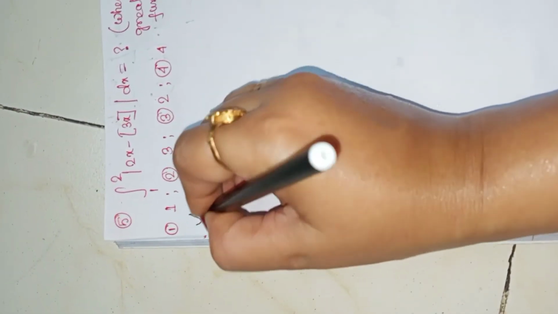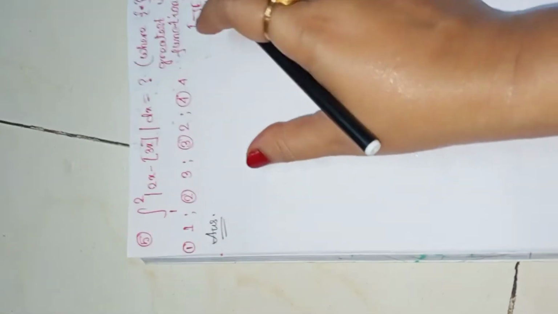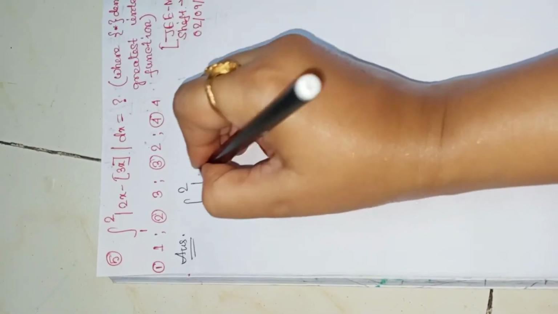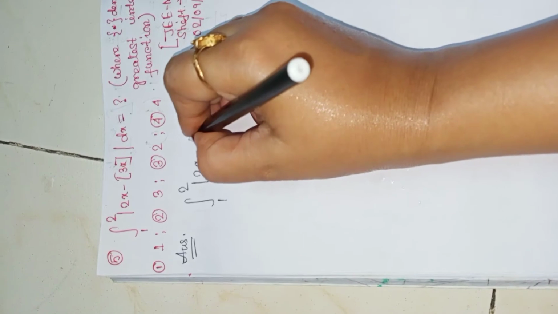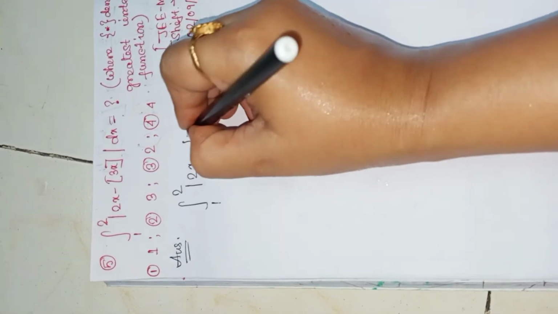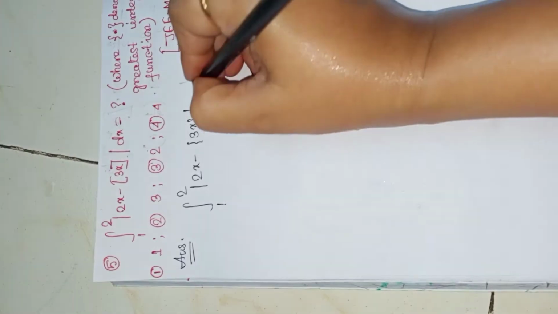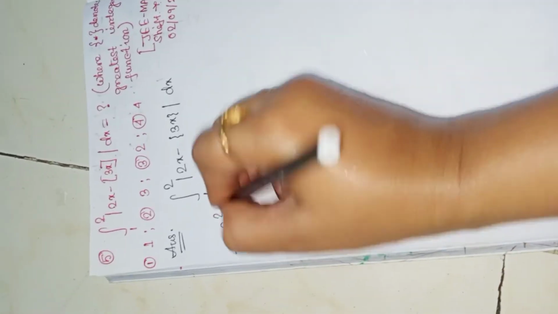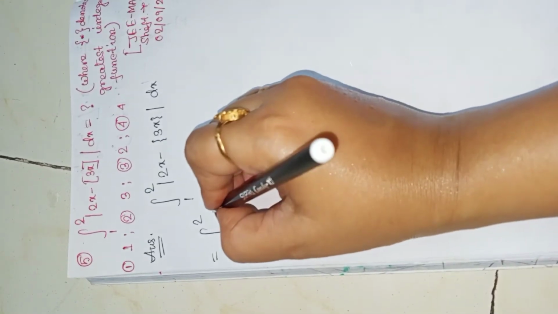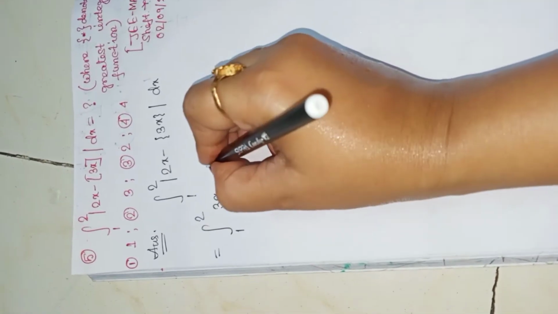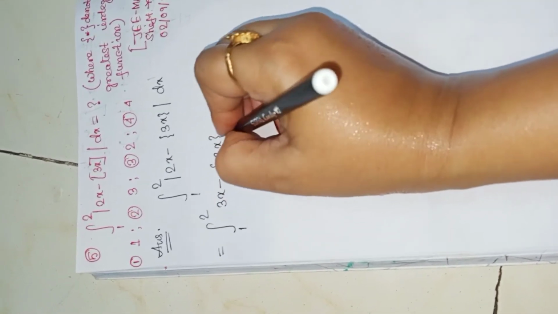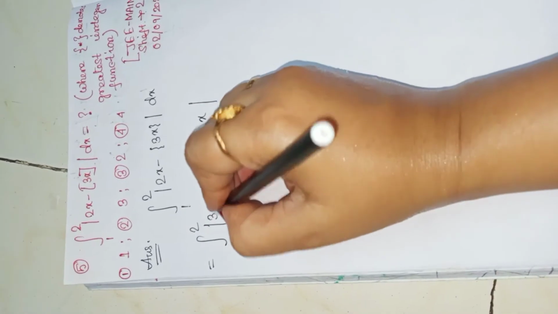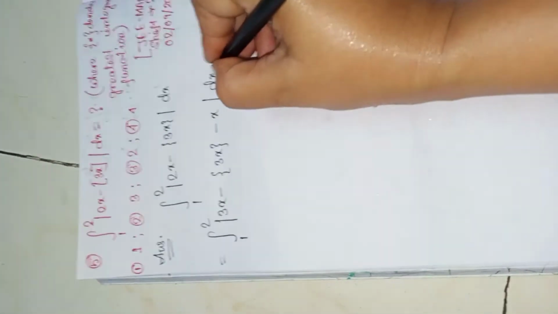So, our given integral, this is a problem in integral calculus. At first, our given integral is from 1 to 2 of mod of 2x minus greatest integer of x, mod dx. So we simplify 2x and write it like this: 3x minus greatest integer of 3x, greatest integer of 3x minus x. So 3x minus x is equal to 2x, dx.